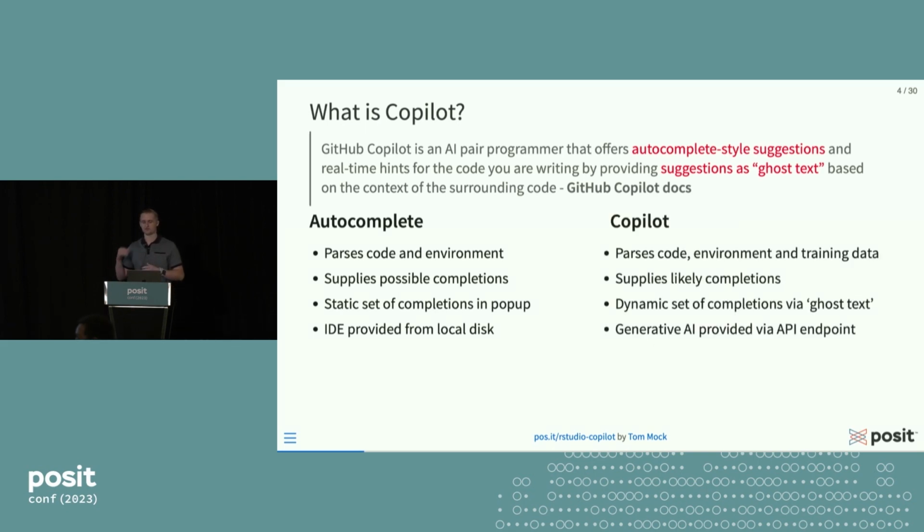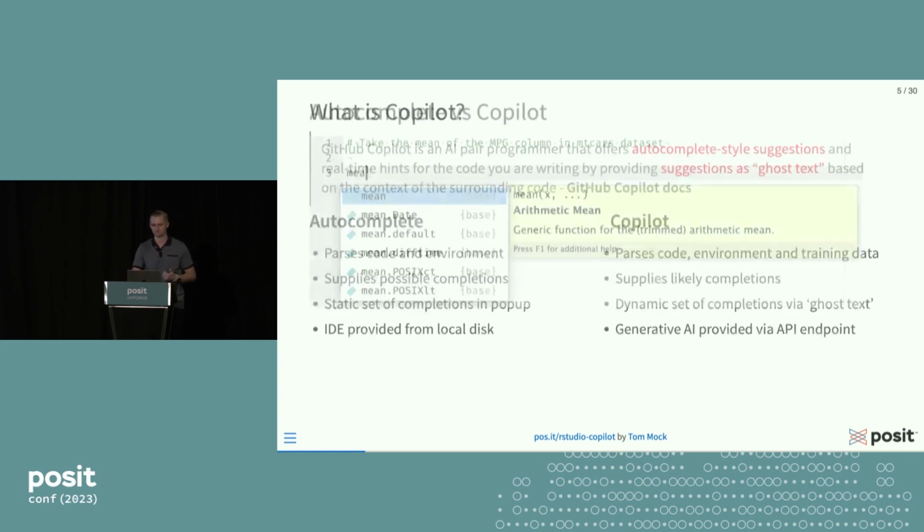But let's differentiate a little bit here. Copilot, yes, it'll parse the code, it'll parse the environment, but it also has billions of examples of code in the training data of how other people have approached coding problems. So it can supply likely completions. They don't even have to be possible or present in your environment, but the likely completion of it. And this dynamic set of completions it's providing is available via ghost text. So it's not just that one little snippet you're completing, but it could be multiple lines or an entire function that you're defining. And importantly, it is a generative AI tool, provided via an API endpoint that you're querying and getting back into your IDE.